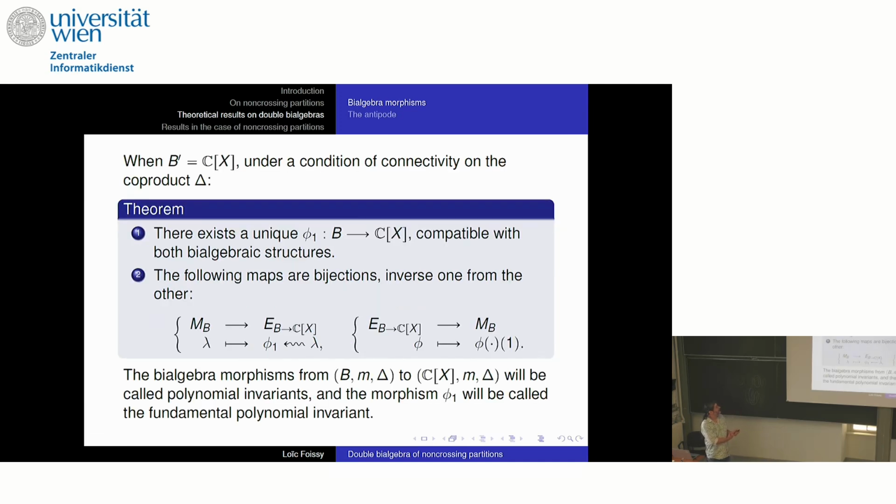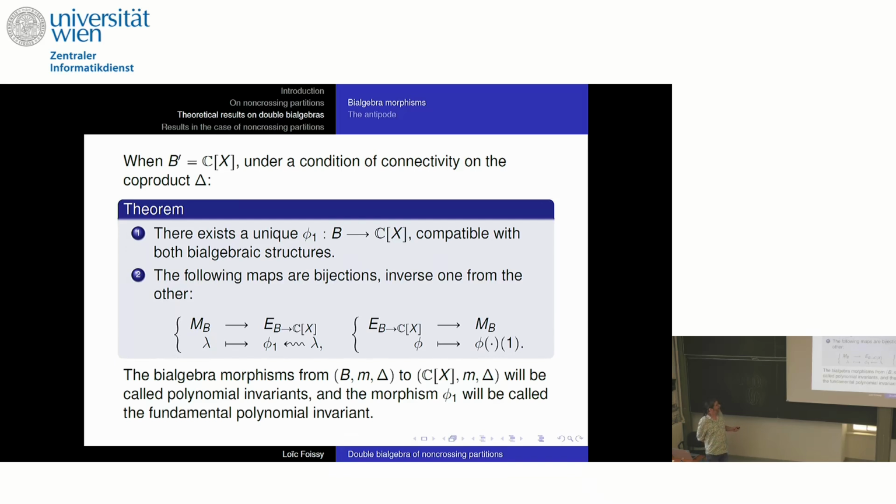So a special example of double bialgebra is the first one I gave, which is the polynomial algebra. In fact, under a condition of connectivity, which I will detail after, there is a unique bialgebra morphism from B to C[X], which is compatible with the product and both coproducts, not only one. So this means that this phi1 is a very special morphism from B to C[X]. This is the unique one which is compatible with all the structure.